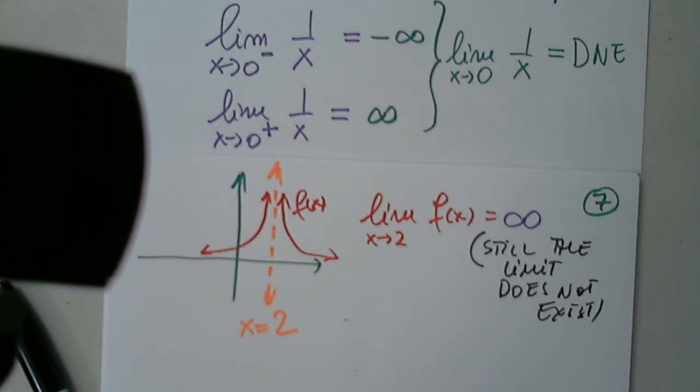Back to another graph, okay? Can anyone identify the vertical asymptotes of this function? What are the vertical asymptotes of this function? At 2. Yes, x equals 2, very good.